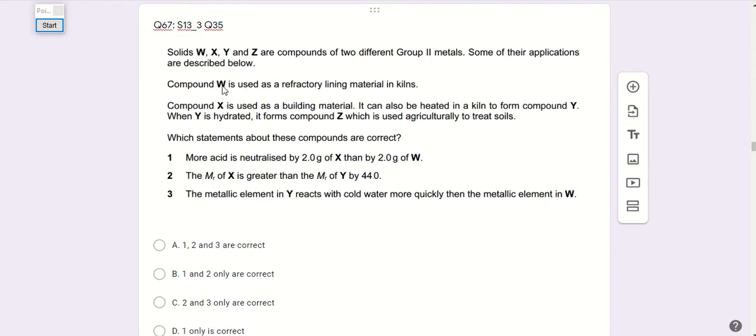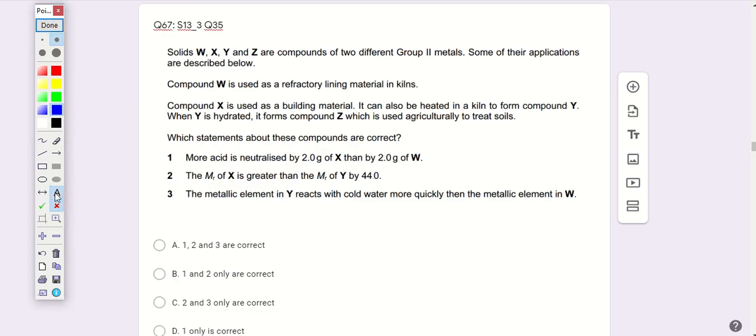Compound W is used as a refractory lining material in kilns. This one is always magnesium oxide. Okay, so W is magnesium oxide. Now, compound X is used as building material. It could be calcium oxide, calcium hydroxide, or calcium carbonate. So we look at the next statement.